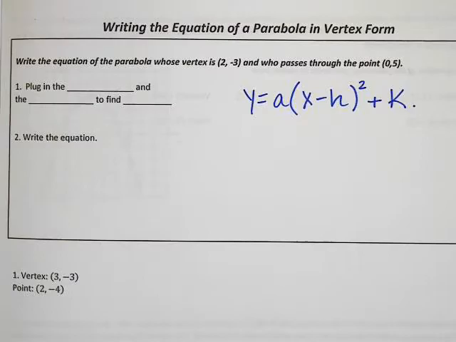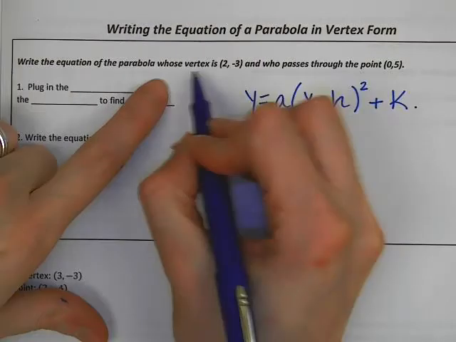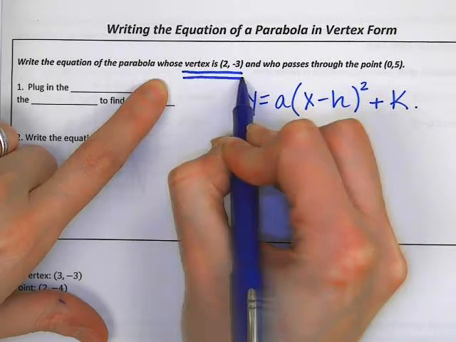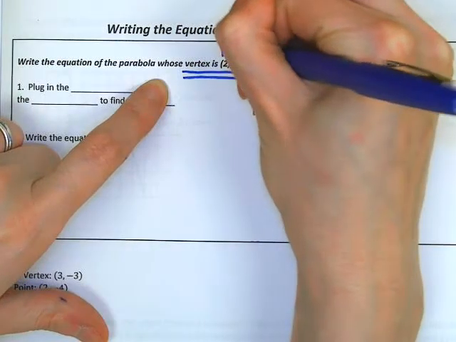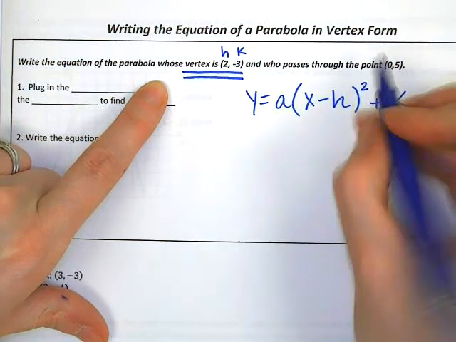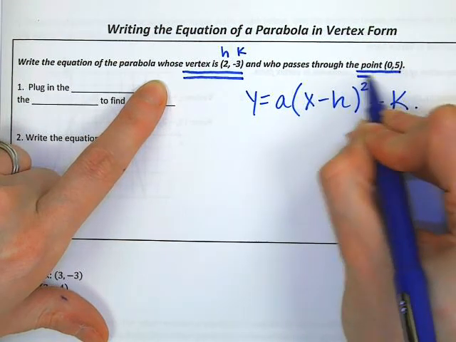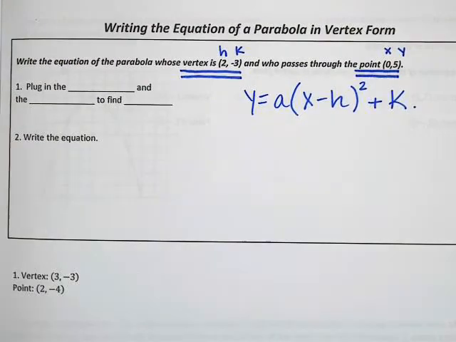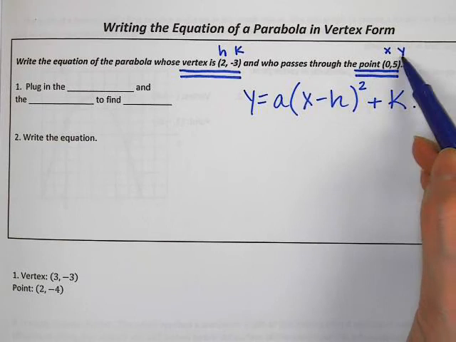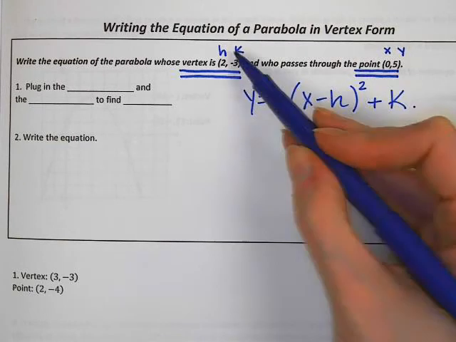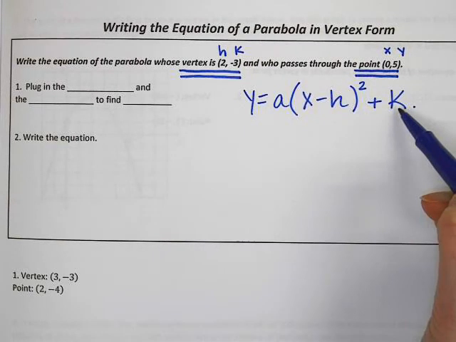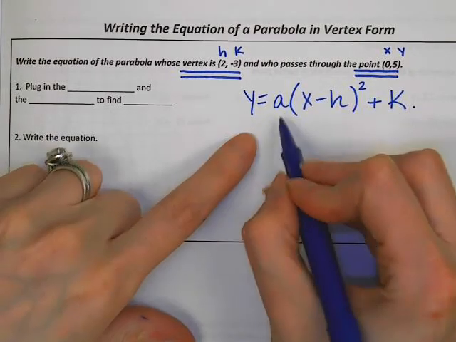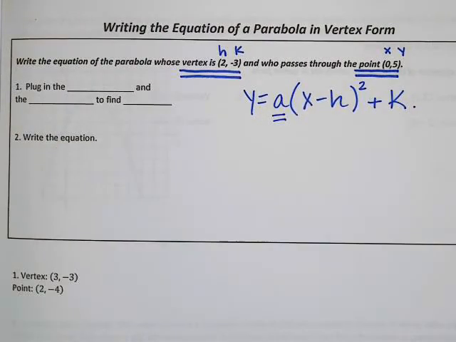So here's what's going to happen in these. Let's say they give you the vertex, and you guys know that that's h and k, right? And let's say they just give you a random point on the parabola. That would be x and y. So look, you already have a bunch of stuff. You have y, you have x, you have h, you have k. What you need to do is find a, and then you're home free.